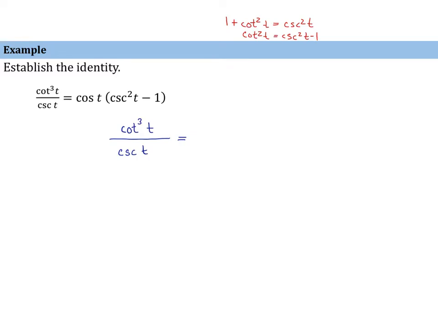Well, I don't have cotangent squared of t, I have cotangent cubed of t. So let's separate the cotangent cubed of t. So we get cotangent of t, cotangent squared of t over cosecant of t. Now we will take the cotangent squared of t and rewrite it to make cosecant squared of t minus 1. So we have cotangent of t over cosecant of t times cotangent squared of t.